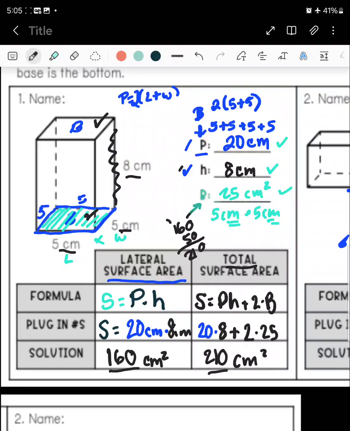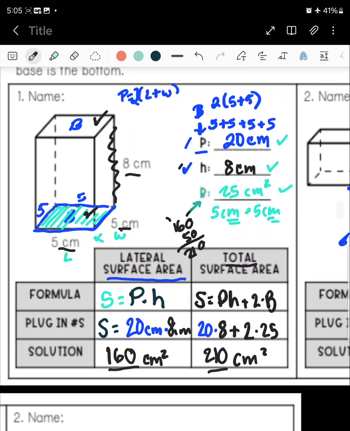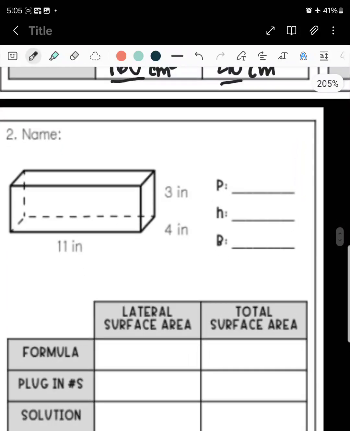All right. So make sure that on the problem you read carefully. Is it asking you to find lateral surface area, or is it asking you to find total surface area? Okay. So let's go ahead and move on to the next one, number 2.